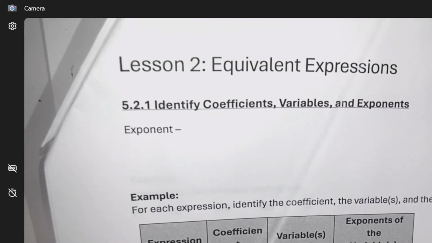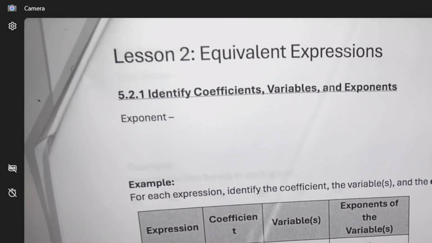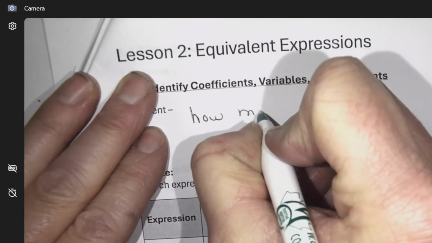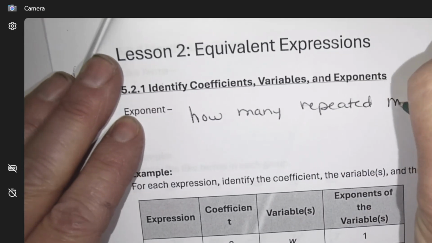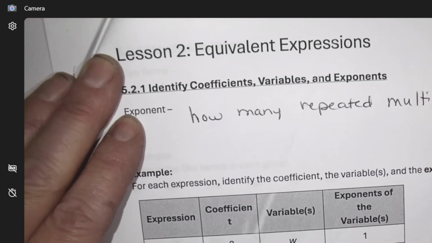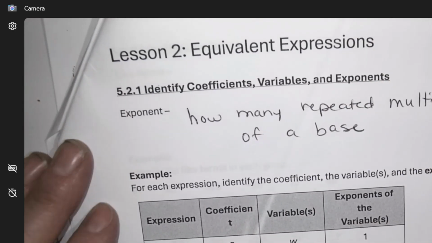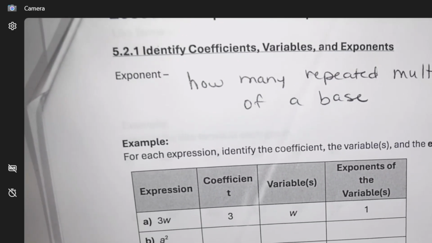Okay, lesson 2, equivalent expressions. So we're going to start by learning how to identify coefficients, variables, and exponents. So an exponent is an indication of how many times something repeats. How many repeated multiplications of a base? How many repeated multiplications of a base? So we've been dealing with that all last unit.